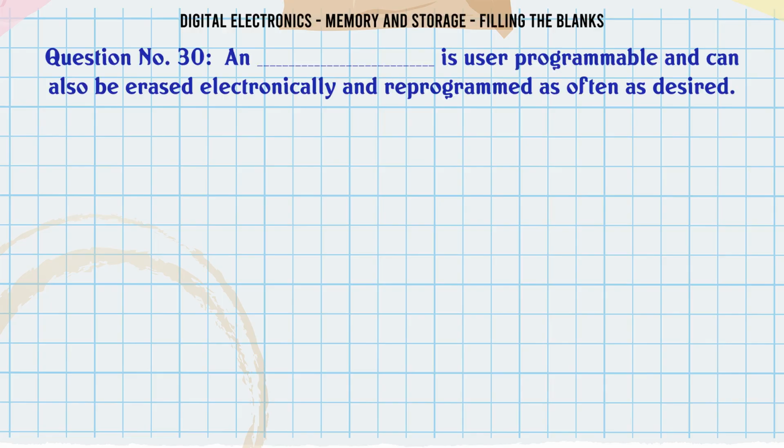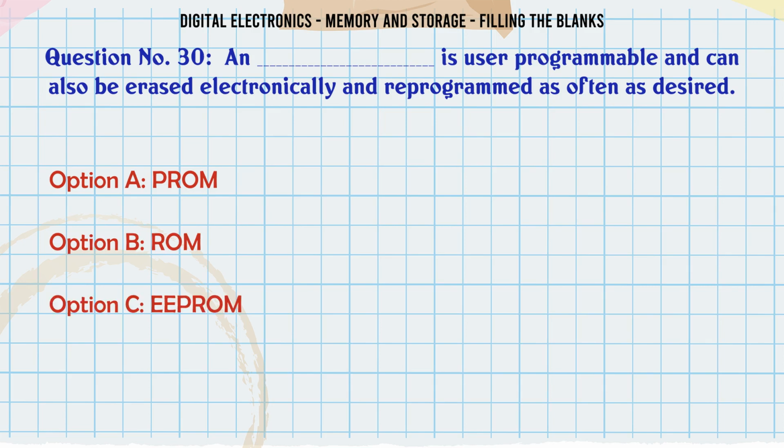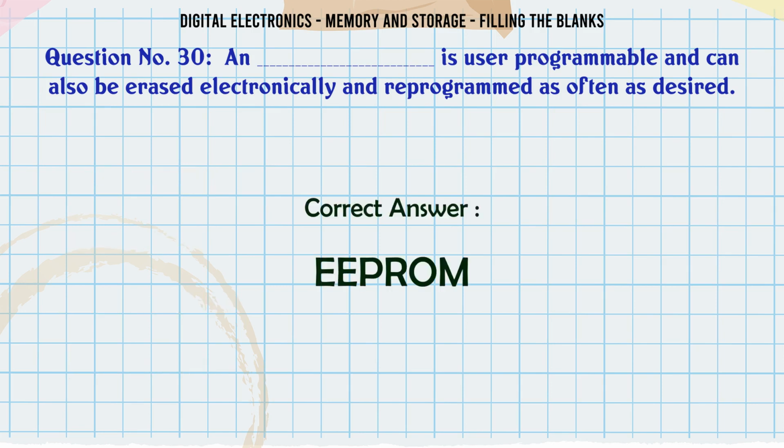An blank is user-programmable and can also be erased electronically and reprogrammed as often as desired. A. EPROM. B. ROM. C. EEPROM. D. PROM. The correct answer is EEPROM.